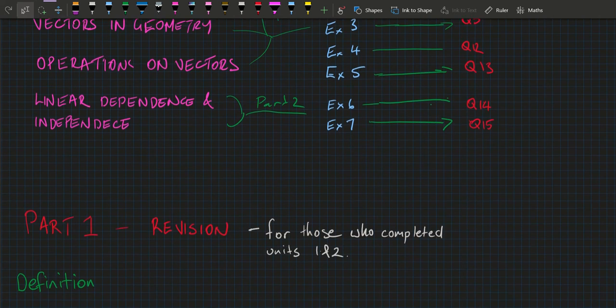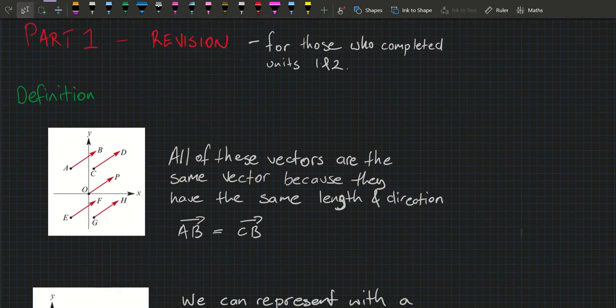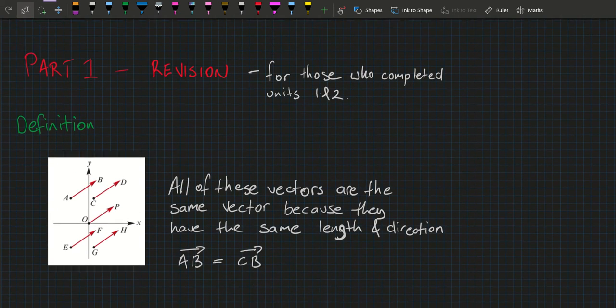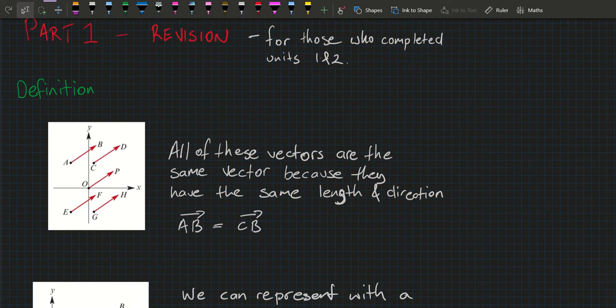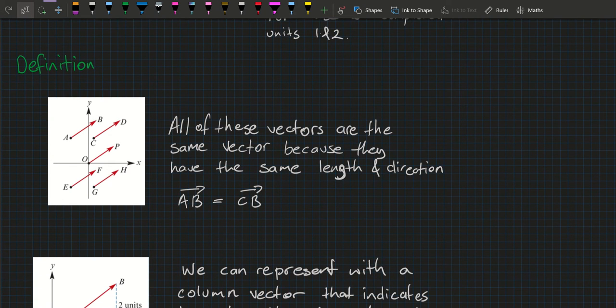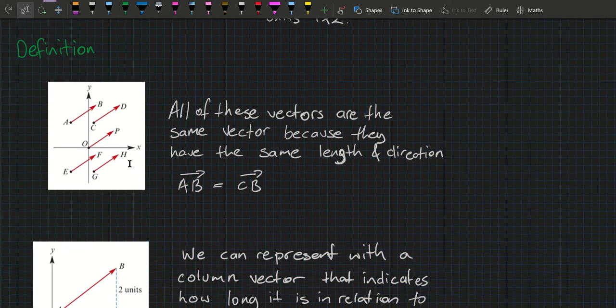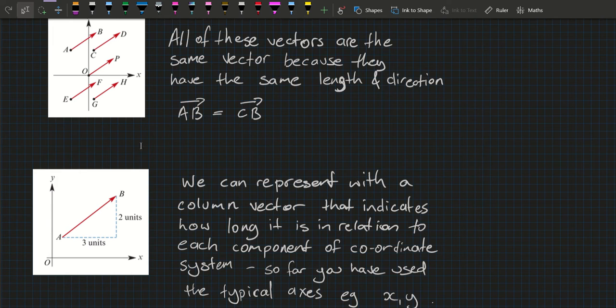Okay. All right. So part 1, hopefully revision. Well, definitely for those who've completed units 1 and 2. So a vector is defined basically as just a length and a direction. Okay. So all these ones you can see here in the first picture, these are all the same vector. They've got the same direction and the same length. So they move in the same direction, same length.